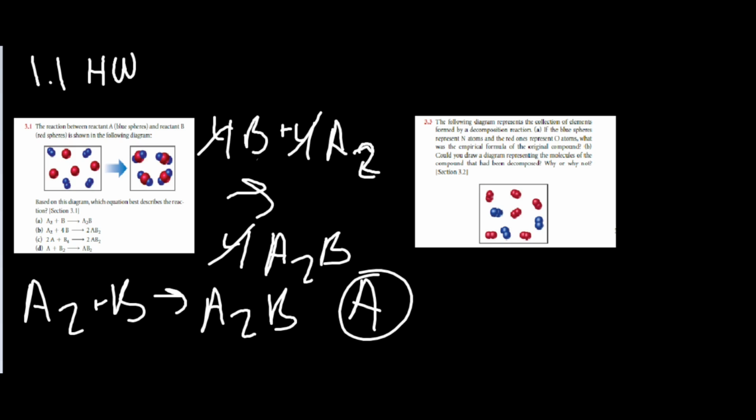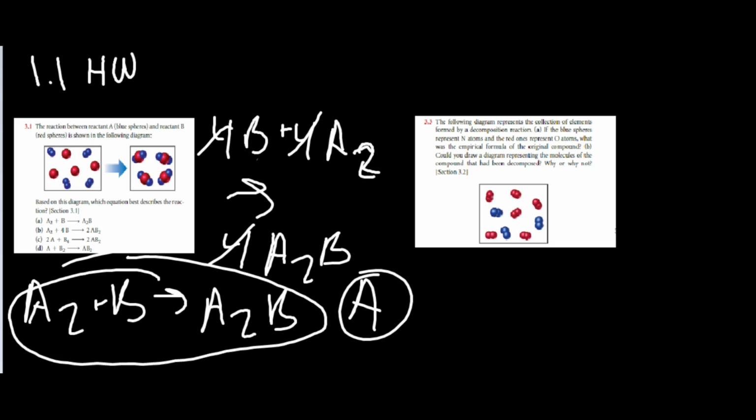Now, 3.3. The following diagram represents the collection of elements formed by decomposition reaction. If the blue spheres represent nitrogen atoms and the red ones represent oxygen atoms, what is the empirical formula of the original compound? So let's talk about what a decomposition reaction is first. A decomposition reaction is when a larger molecule decays into smaller, different molecules. So if we reverse this equation, this would be a decomposition reaction, where A2B decays into smaller molecules, A2 and B. And an empirical formula is the most simplified version. So again, with 3.1, I got the empirical formula by just simplifying all of these fours out and getting that answer. So that is exactly what we're going to do in 3.3.